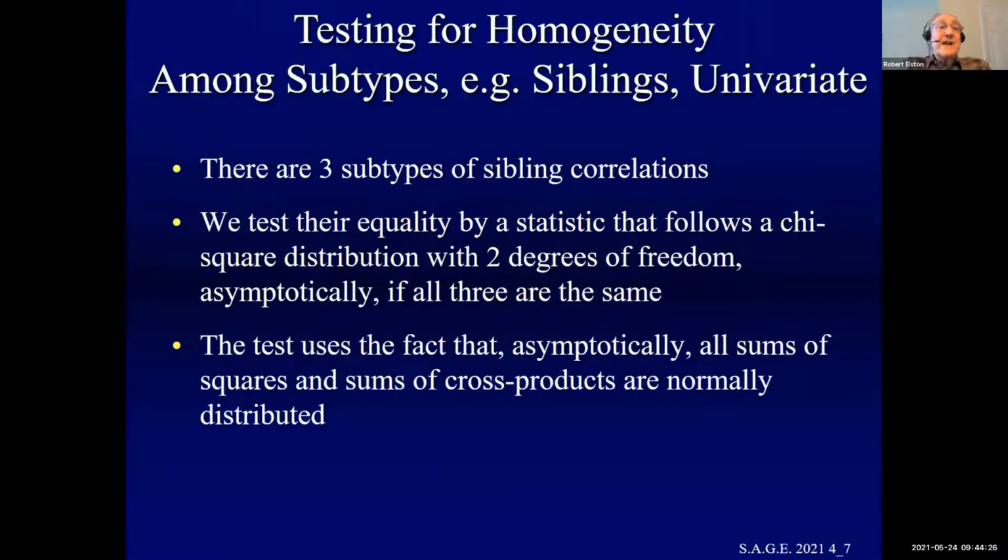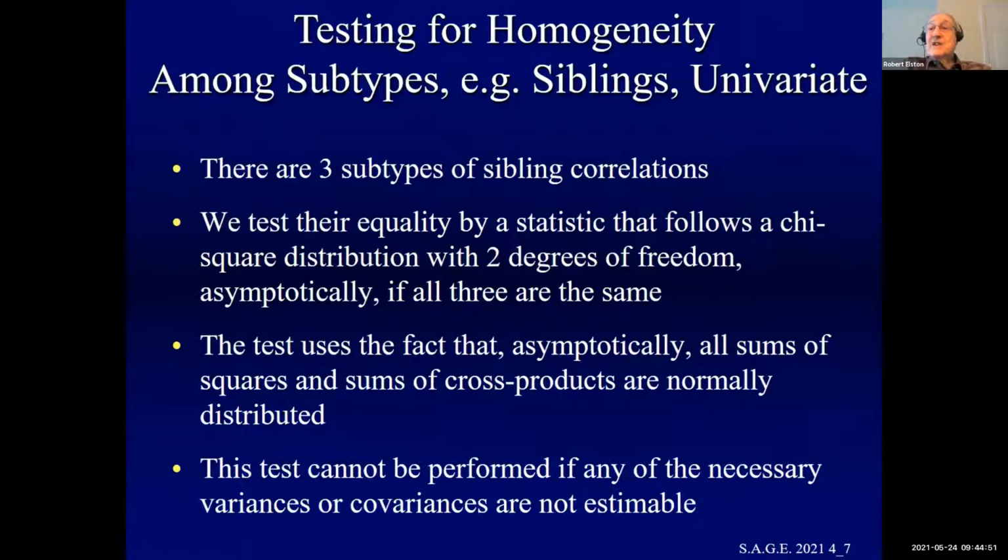The test uses the fact that asymptotically all sums of squares and sums of cross products are normally distributed. What's asymptotic? That's a good question. I would say if you have less than 20 pairs to estimate a correlation, you might want to worry just a little bit. So this test cannot be performed if any of the necessary variances or covariances are not estimable, and you therefore have various options within the program.